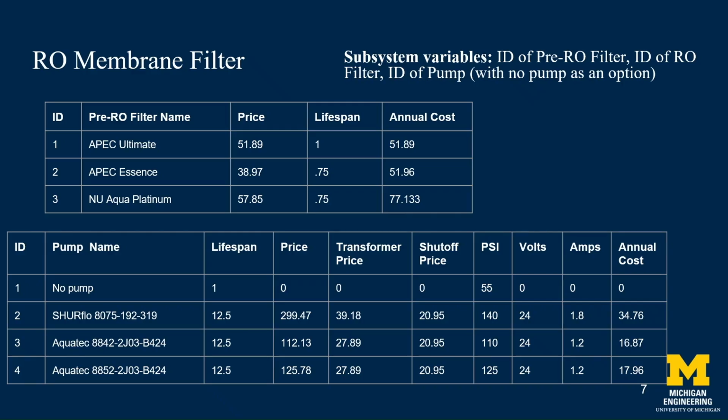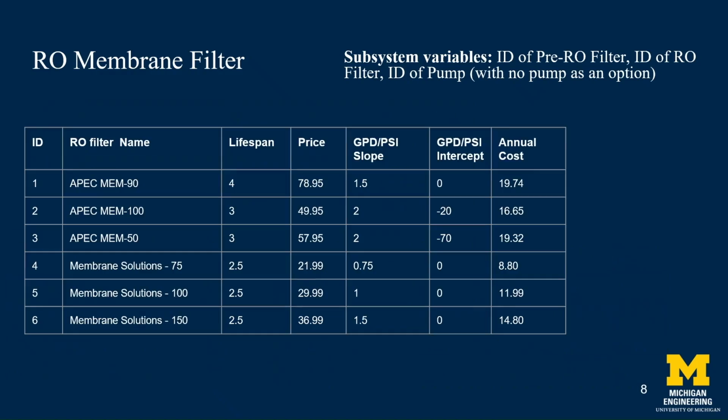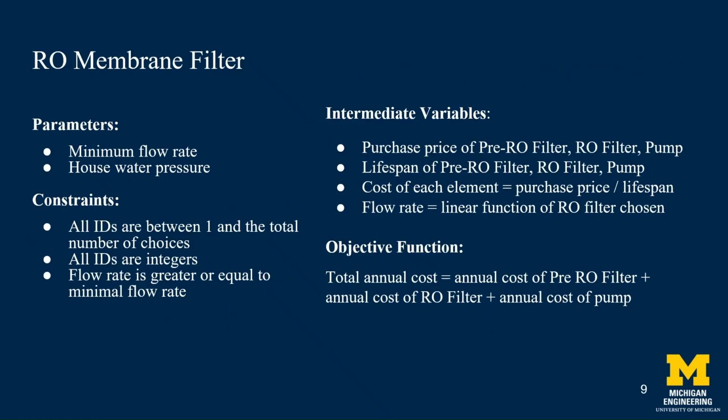For the pre-RO filters shown in the top table, the annual cost is just the price divided by the lifespan. For the pumps on the bottom table, the contribution of electricity cost is added. And finally, for the RO filters, in addition to storing annual costs in the same manner, the exit flow rate in gallons per day was fit to a linear function of the incoming water pressure for each choice of RO filter, with the slope and intercept of that equation stored in the table. The relevant parameters for the subsystem are the minimum outgoing water flow rate and the incoming water pressure.